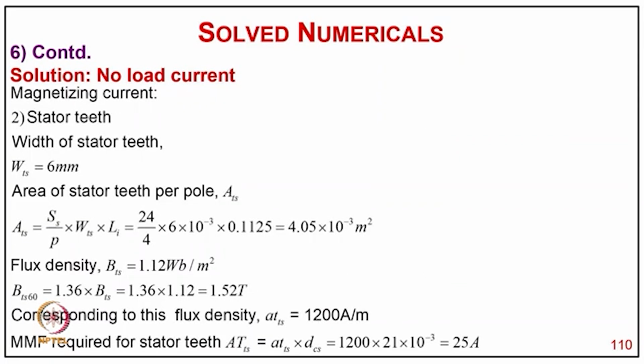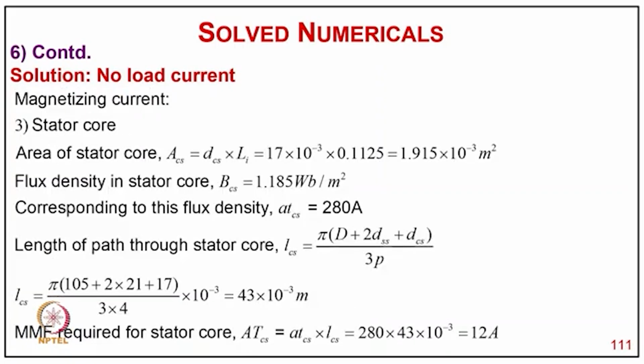Now coming to the MF calculation for stator teeth. The width of the stator teeth WTS is 6 millimeter, and the area of the teeth is ATS equal to SS upon WTS and LI. So it comes 4.05 into 10 power minus 3 meter square. The flux density BTS, BG60 is 1.36 into BTS. This comes typically 1.52 Tesla, and corresponding to this flux density, from the material property, the MF per unit length is small ATS, 1200 ampere per meter.